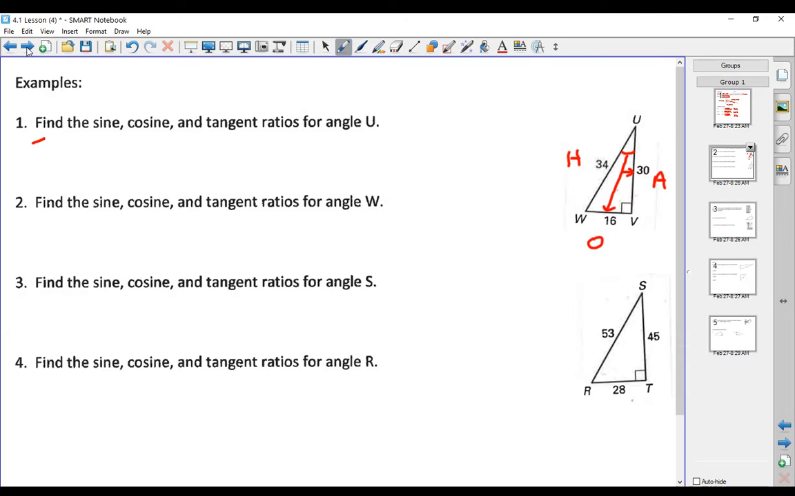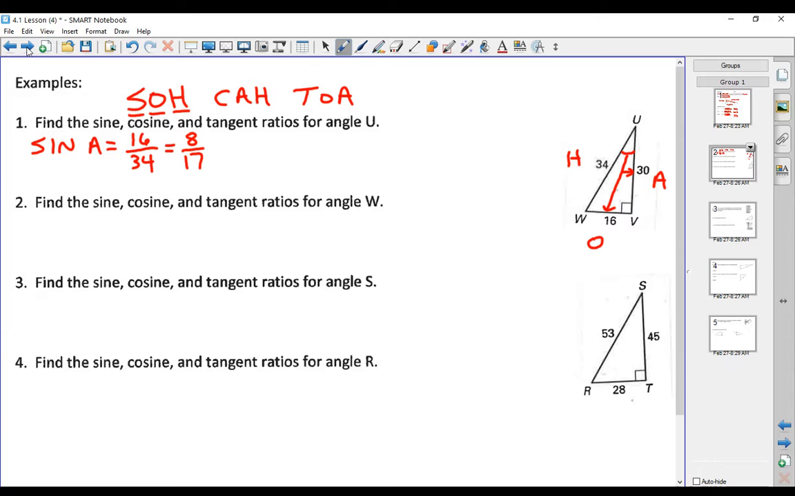Now, if I want to find the sine of angle A, I want to do the opposite over the hypotenuse. Remember, SOHCAHTOA. Sine is opposite over hypotenuse. So the opposite side would be 16. The hypotenuse would be 34. And if you can reduce the fraction, that reduces by 2 to 8 over 17.